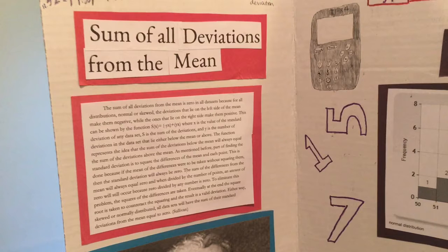The sum of the deviations from the mean of any data set is 0. The function s of x equals negative yx plus yx reinforces the idea that the sum of the deviations below the mean will always equal the sum of the deviations above the mean.